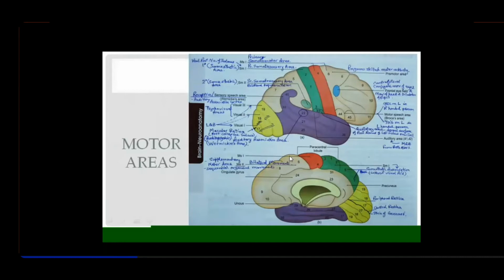Now the supplementary area, this is called MS2. Remember, MS2 is only on the medial surface, and that is the medial frontal gyrus, area number 6. And area number 6 on the supralateral surface is called MS1, because that functions in coordination with area number 4. So together they are MS1, and this one on the medial surface is MS2.